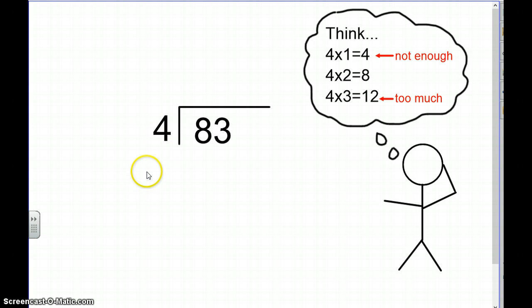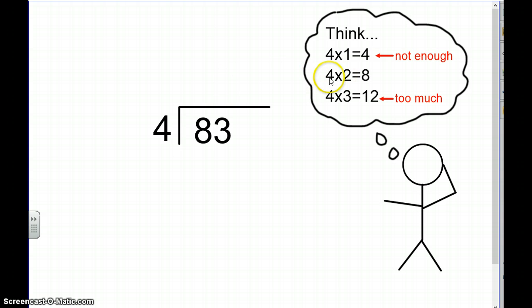And so you're going to ask yourself, how many times can 4 go into 8? Or what is 8 divided by 4? Okay? So in your head, you should be thinking, well, I know 4 times 1 equals 4. And I know 4 times 2 equals 8. And 4 times 3 equals 12. Well, that's too much. We don't have 12 right here, okay? So we know that 4 cannot go into 8 3 times. And 4 can go into 8 once, but that's not enough, okay?